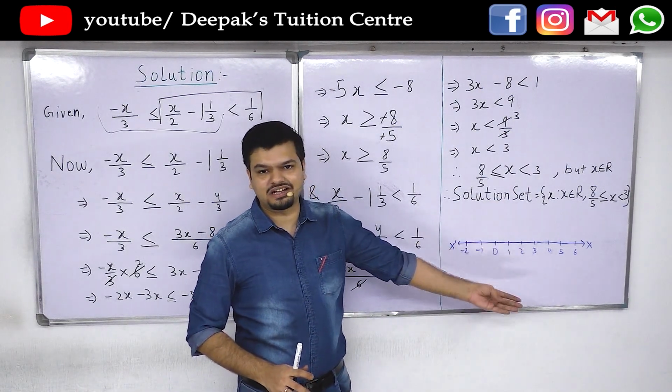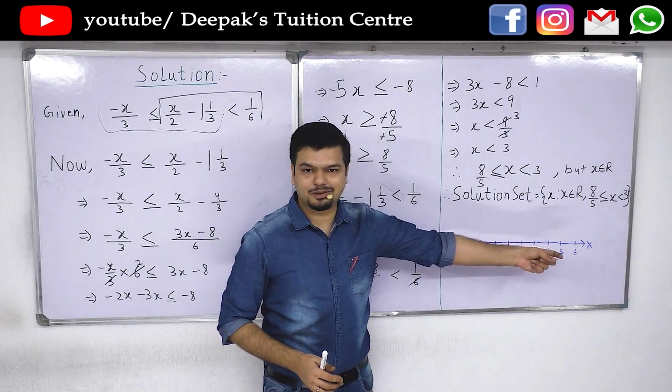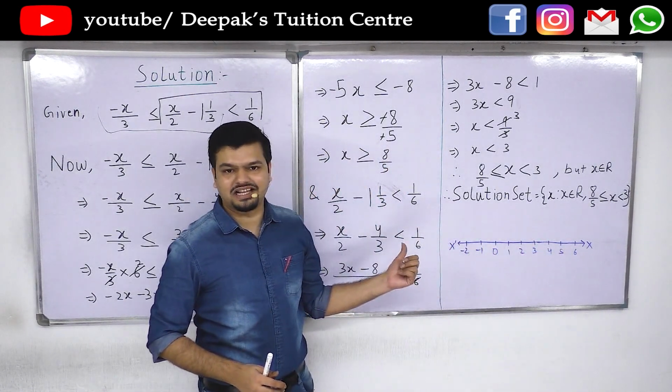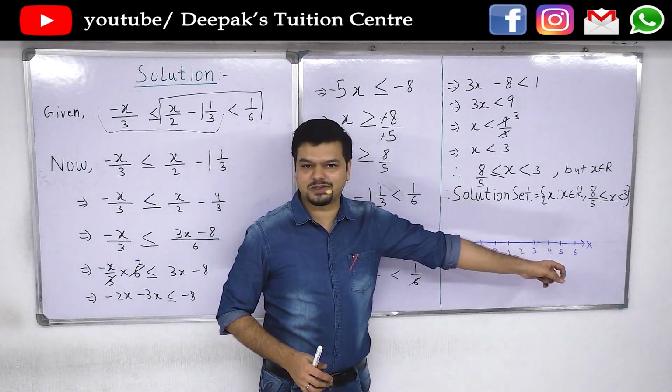Next thing is to represent on the number line. Same rules. The number line should be drawn using a pencil, arrows on both sides, x on the right side, x dash on the left side. The numbers must have equal spacing.